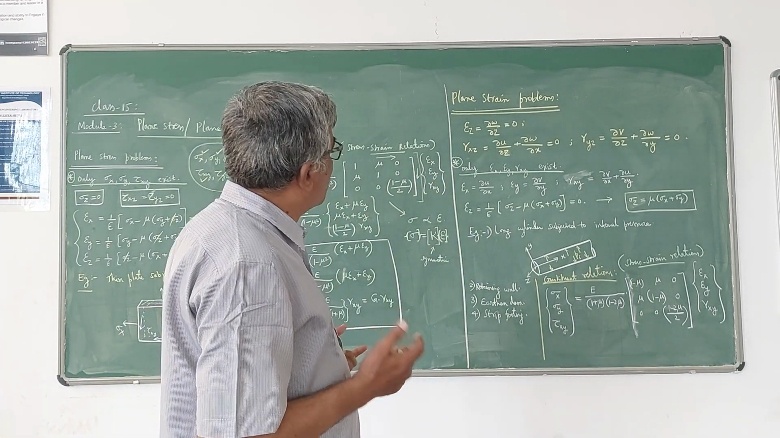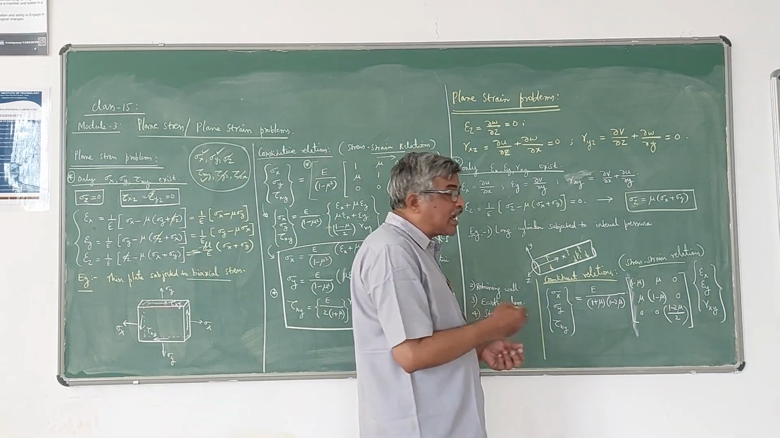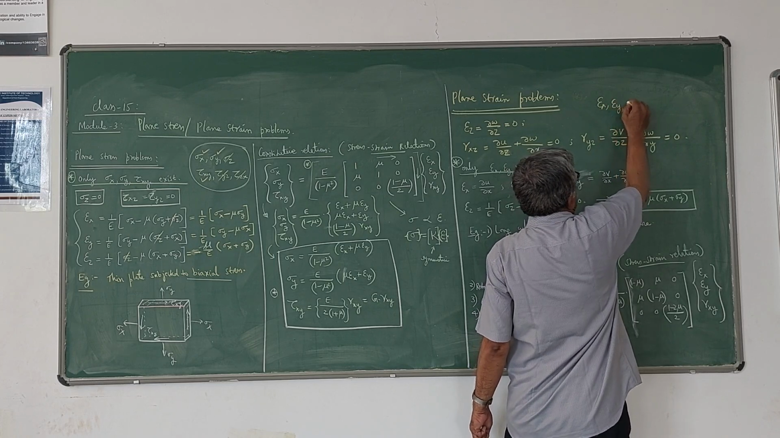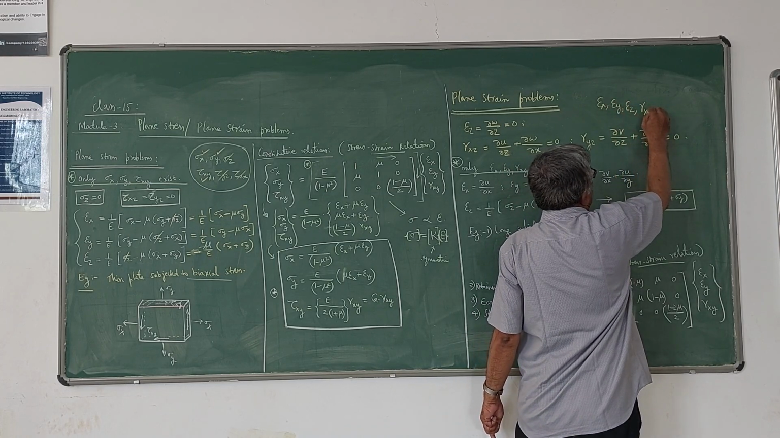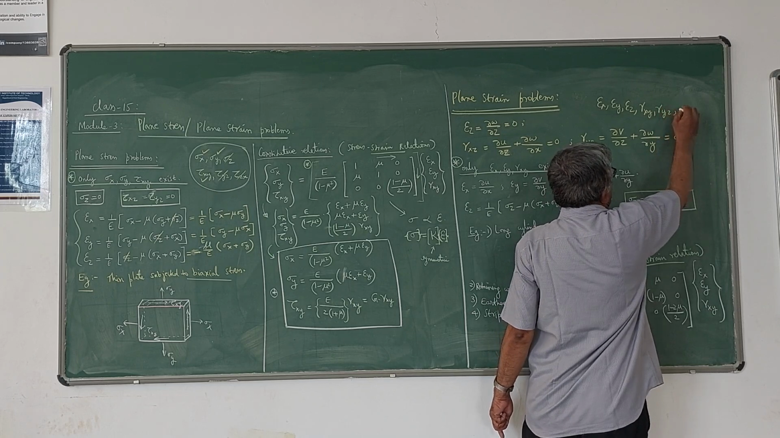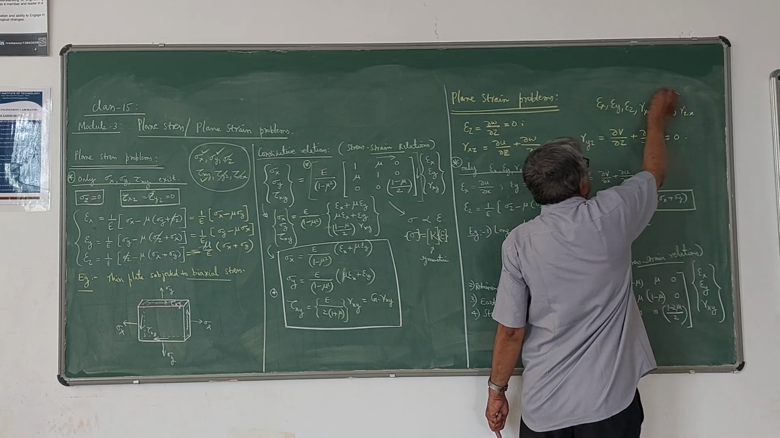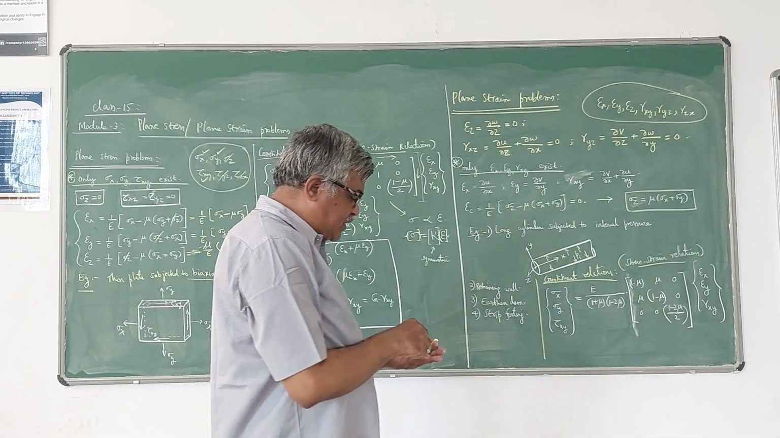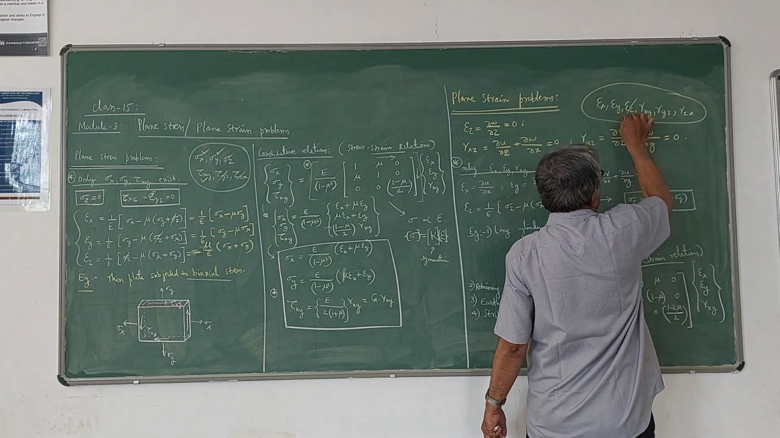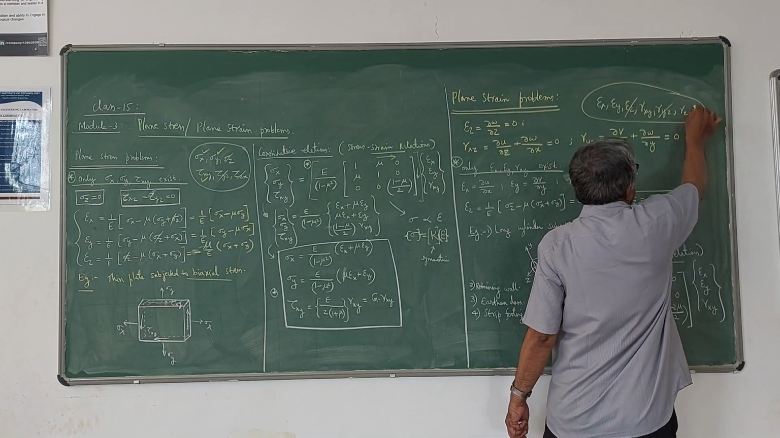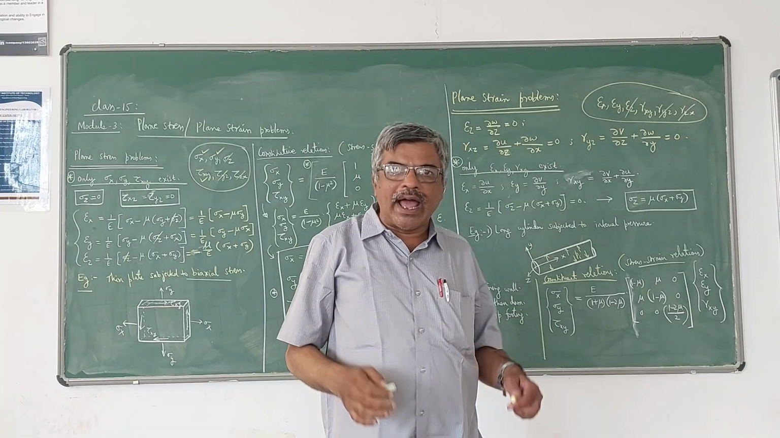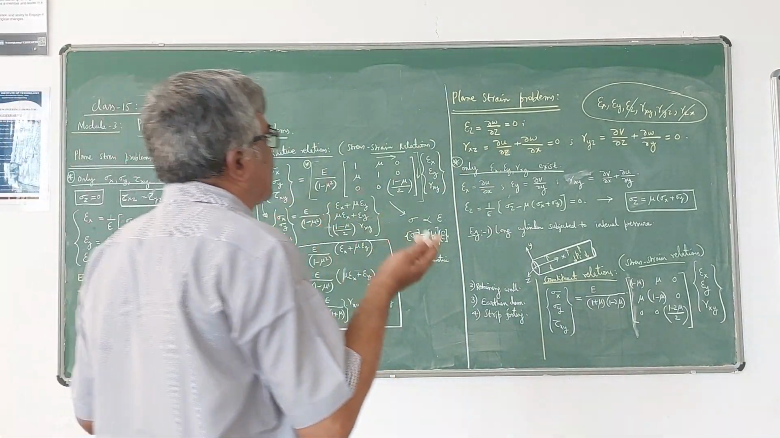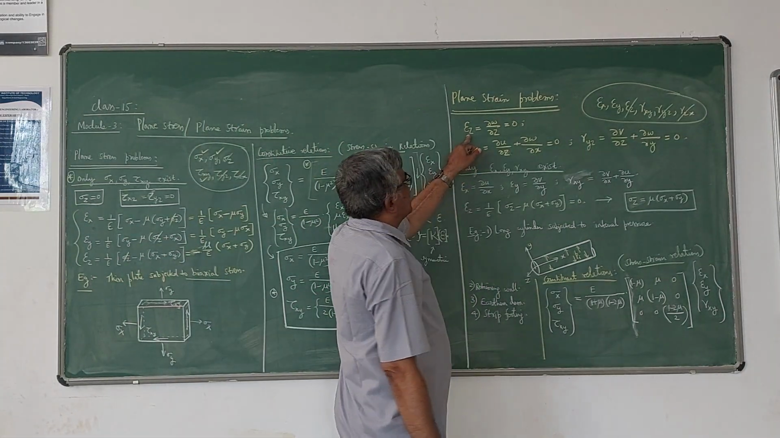In the case of a plane strain problem, among the 6 strain components, epsilon x, epsilon y, epsilon z, gamma xy, gamma yz, gamma zx, which are the 6 strain components in a general 3-dimensional strain system, you will not have epsilon z, gamma yz, or gamma zx. That means any term connected with z will be 0 or can be neglected. So epsilon z is 0.